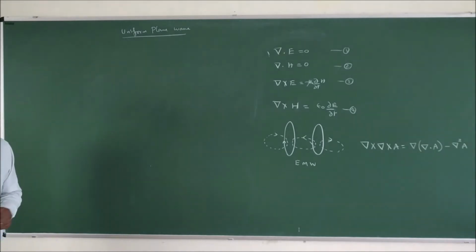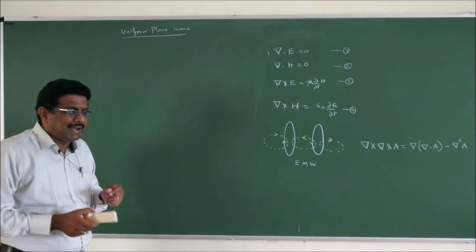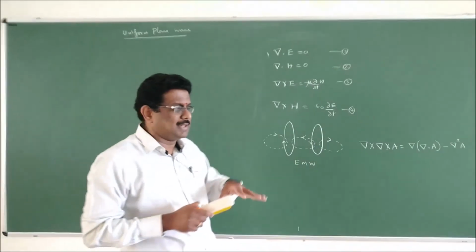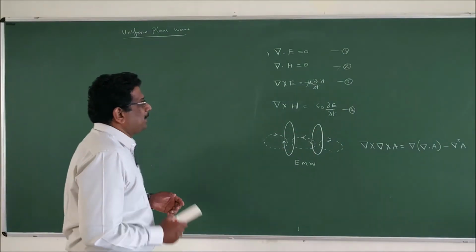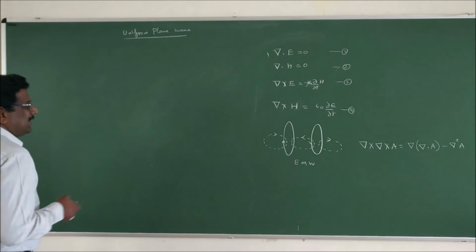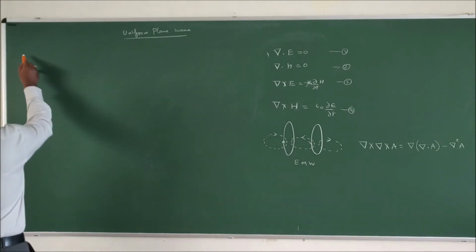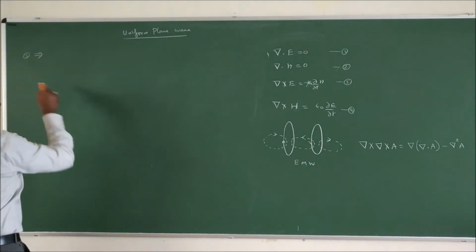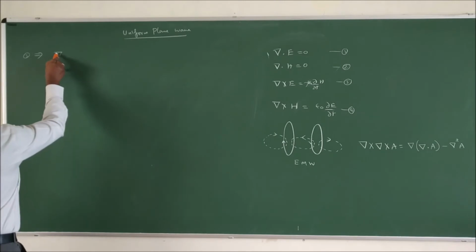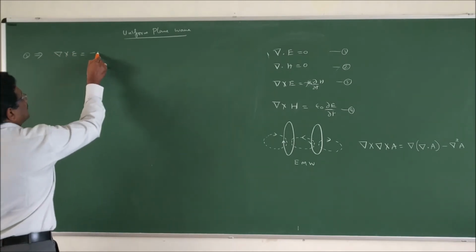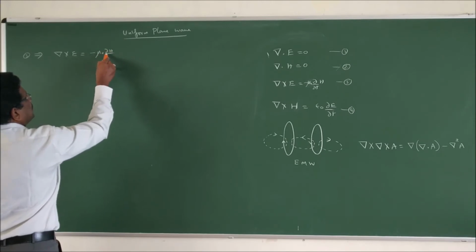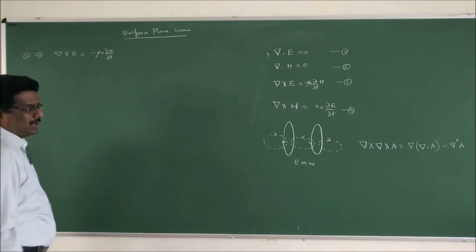Okay, uniform plane wave. Such a wave, I need a mathematical representation, because since it is varying, as I told you, it is varying, I need a mathematical representation. Okay, let us do derivation for that. From equation 3, let us bring equation 3. Del cross E equal to minus mu naught dou H by dou T. That is equation number 3.